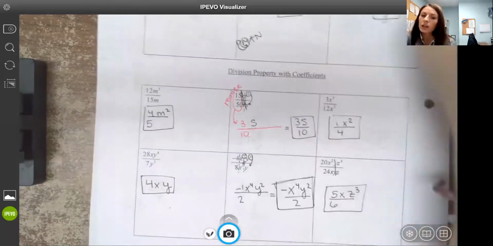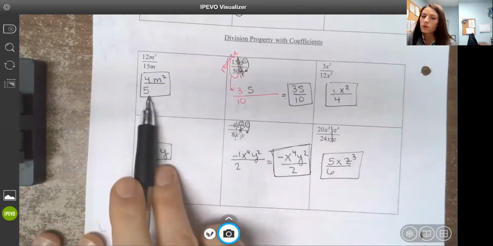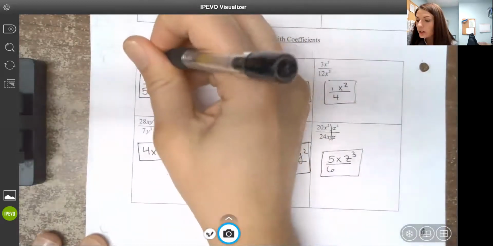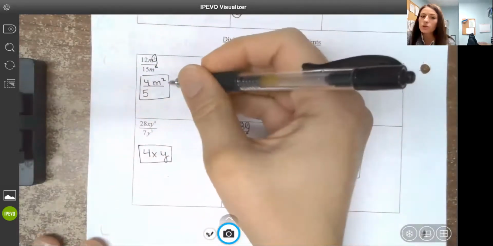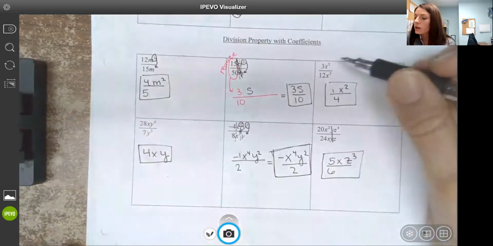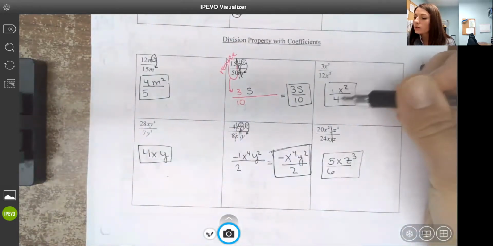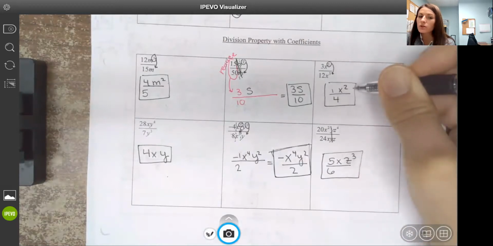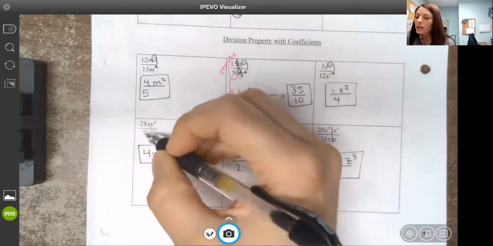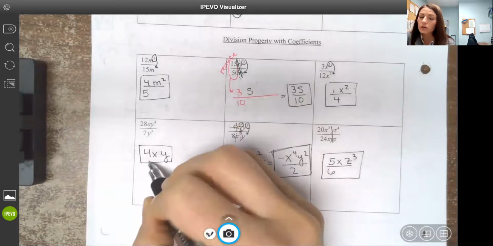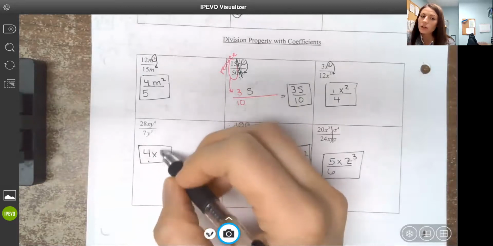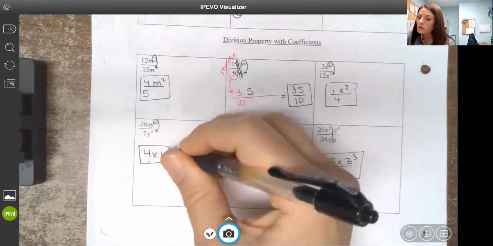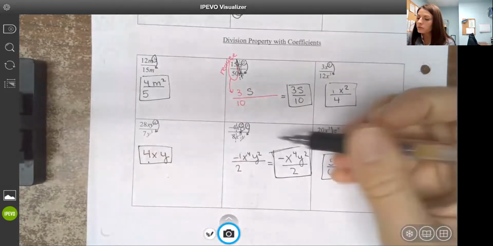Okay, so looking at these remaining problems, first one, 12/15 reduces to 4/5. I have 3, take away 1, leaves me with 2 factors of m. 3/12 reduces to 1/4. 5, take away 3, leaves me with 2 factors of x. 28/7 just reduces to 4. I have an x here that can't be combined with anything, so it's just still there. And 4 subtract 3 leaves me with y to the first.